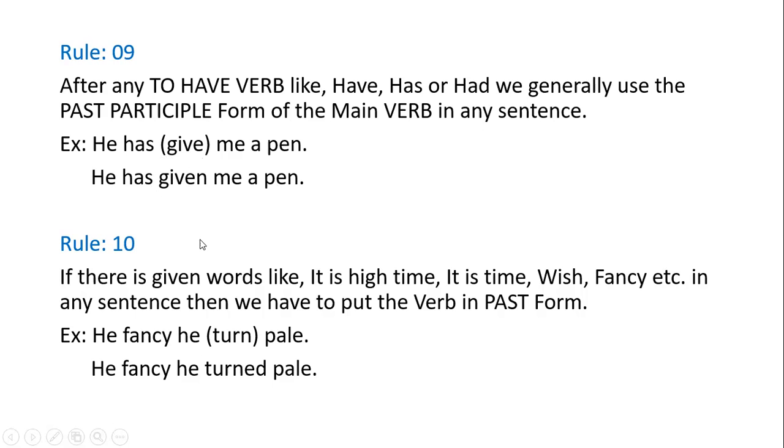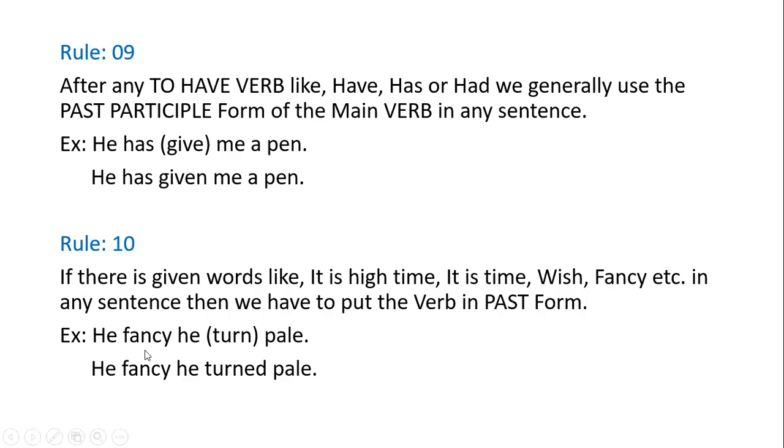Rule number 10. If there are given words like it is high time, it is time, wish, or fancy, etc. in any sentence, then we have to put the verb in past form. I can read the rule once again. That is, if there are given words like it is high time, it is time, wish, or fancy in any sentence, then we have to put the verb in the past form.